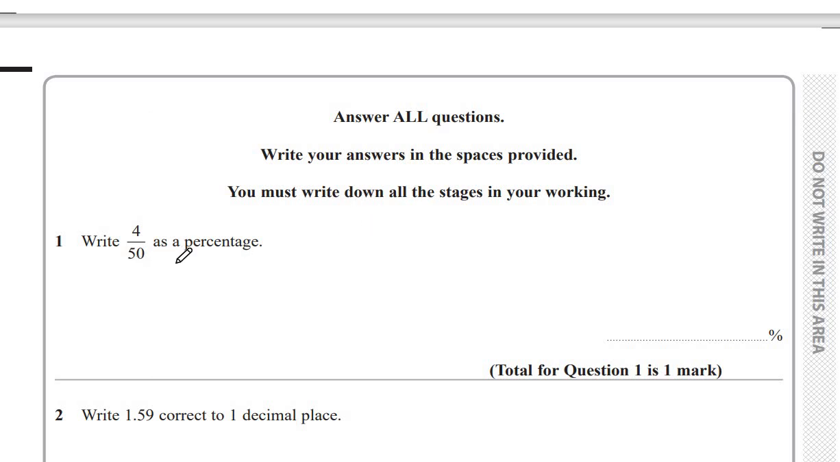The first question, write 4/50 as a percentage. If you need to convert a fraction into a percentage, you can multiply the fraction by 100. So 50 goes into 100 2 times, and 4 times 2 is 8, so this is 8%.